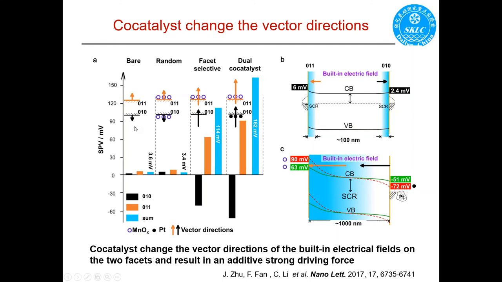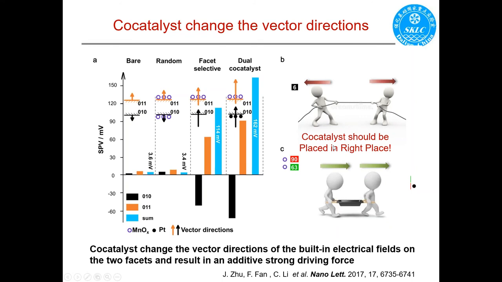You see that the bare crystal has two opposite built-in electrical fields. They are not connected with each other. If you randomly add the co-catalyst, the strength of the vector is increased, but the net result is not increased. If you put the co-catalyst in certain regions, it can align the built-in electrical field, and you can get a very strong vector of built-in electrical field. So I give you a take-home message: the co-catalyst should be placed in the right place. In this situation, the two vectors on the different areas cooperate with each other to give you a very strong signal. That's very important knowledge when you are designing a photocatalyst.